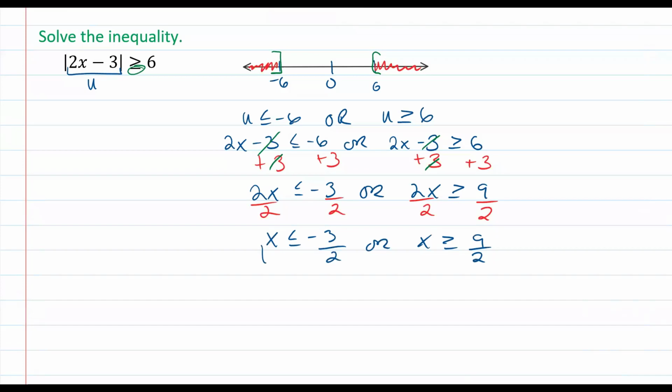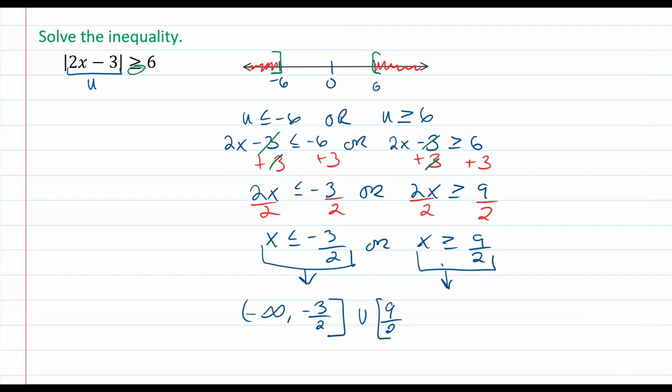So for this inequality, it doesn't have a left bound, so we represent that as negative infinity. It does, however, have a right bound of negative 3 halves. Because it's equal to negative 3 halves, we put a bracket. We then separate this with a union symbol, and the second inequality will represent itself as the left bound of 9 halves, and it's equal to 9 halves because the inequality symbol does have the equal to part, and it goes to infinity.